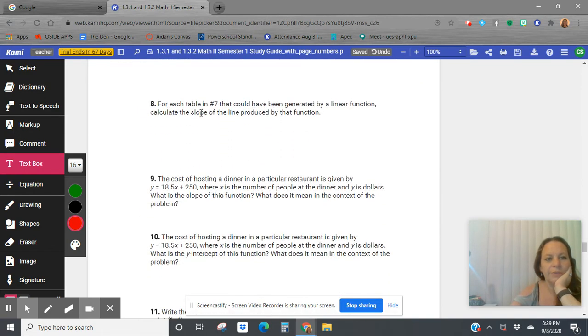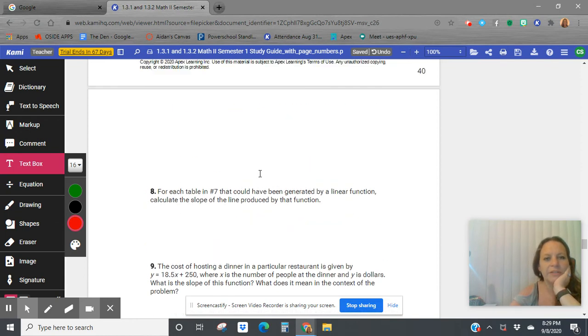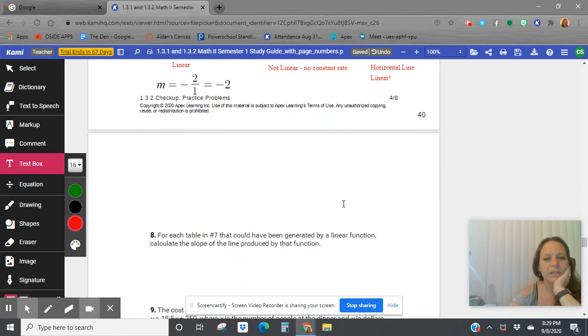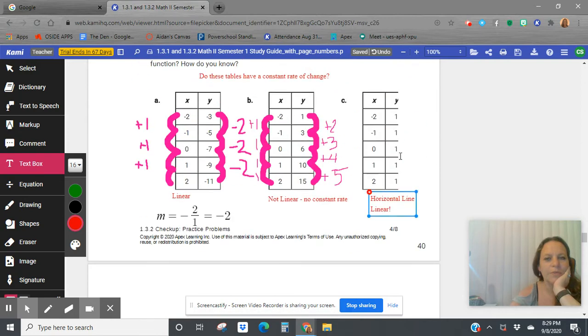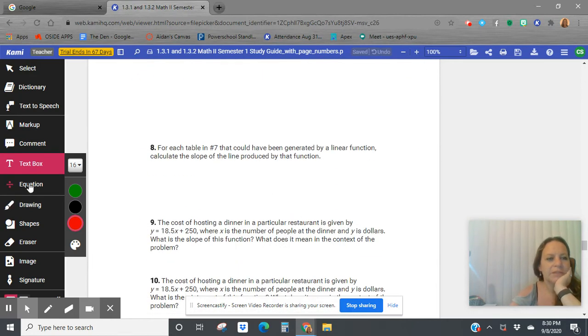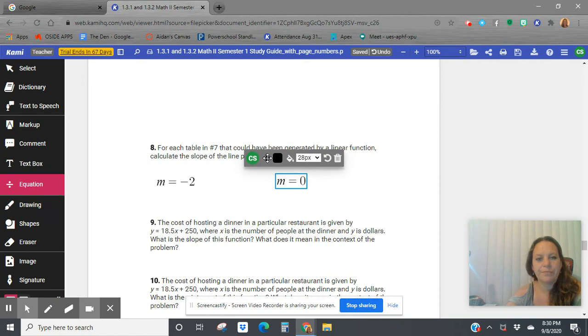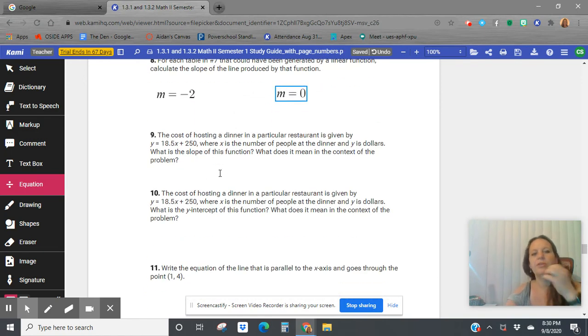All right, for number 8, for each table in number 7 that could have been generated by a linear function, calculate the slope of the line produced for that function. So this first one, we already calculated the slope, m equaled -2. And what does the slope of a horizontal line have? So let's go type in m equals -2 for the first one. And then when it's a horizontal line, it just equals a slope of 0.